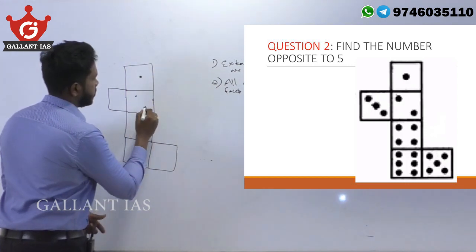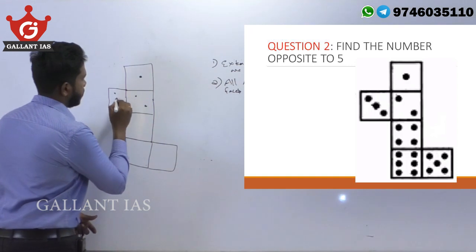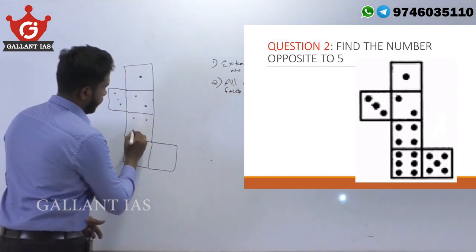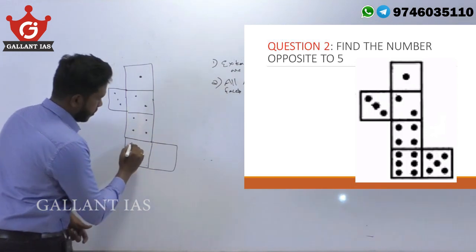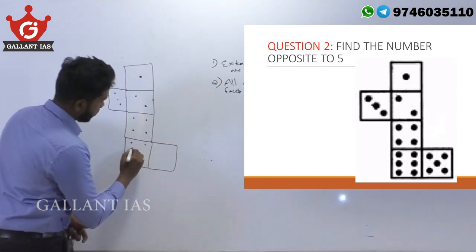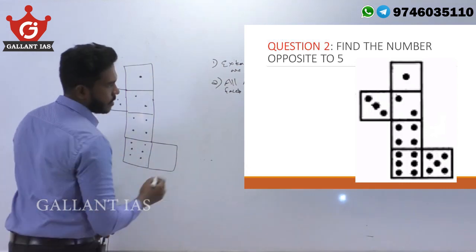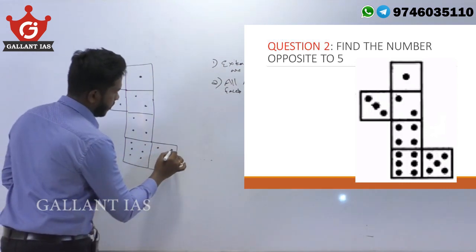1, 2, 3, 4, and here it's 6, right? Yeah, it's 6, and last 5.